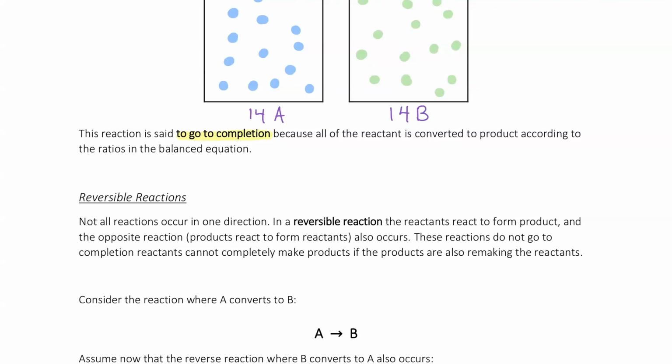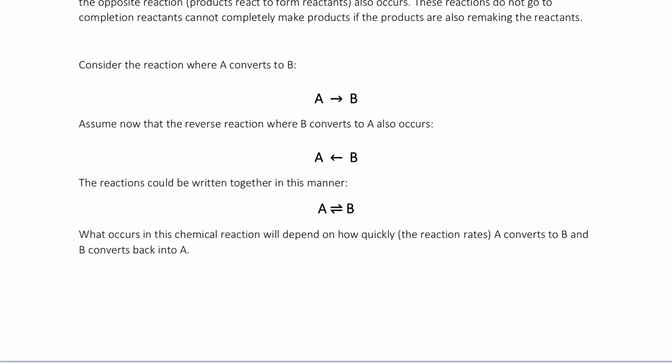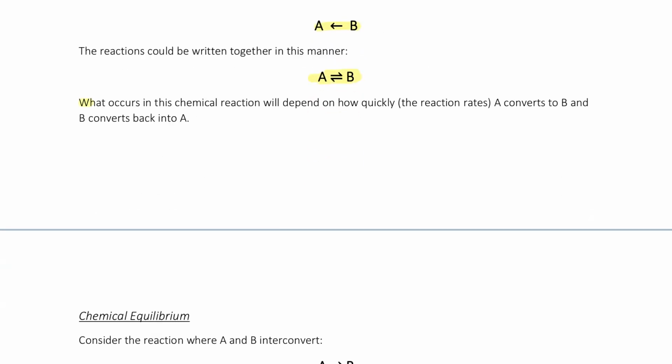So when we have reversible reactions, they can go both ways, right? So we could show a forward only arrow if it goes forward only. Okay, we could show a reverse arrow if it goes reverse only, but what we're going to do is show them as an equilibrium arrow. Now, big connection piece here. What occurs in a chemical reaction that's at equilibrium depends on how quickly A converts to B and B converts back to A. This is our connection to kinetics. This is why we have to do the kinetic piece first.